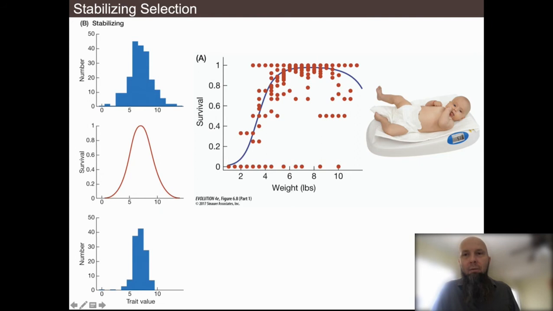If you look at the graph in the middle next to that baby on the scale, you can see that survival rates are very much decreased. So follow this blue line. Survival rates are decreased on the lower end of the size spectrum dramatically. And they also begin to decrease as you get above 10 pounds. And so for that reason, human birth weight is said to be under stabilizing selection, balancing the population around this midline optimum.